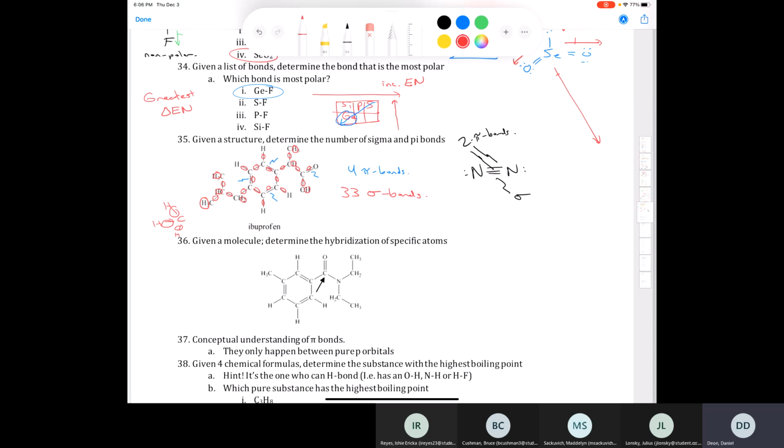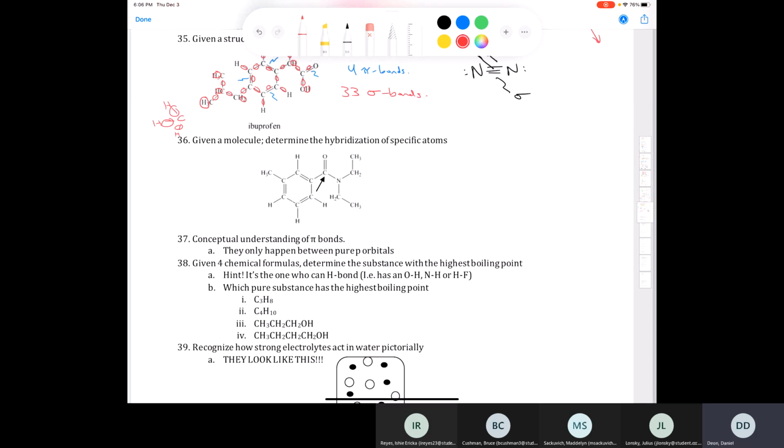All right, there we go. Given a molecule, determine the hybridization of specific atoms. It's asking us to determine the hybridization of this carbon with the arrow next to it. This carbon right here has 3 regions of electron density around it. Remember, a region of electron density can be a single bond, a double bond, a triple bond, a lone pair, or a radical, an unpaired electron. So since there are 3 regions of electron density, that means this is sp2 hybridized.